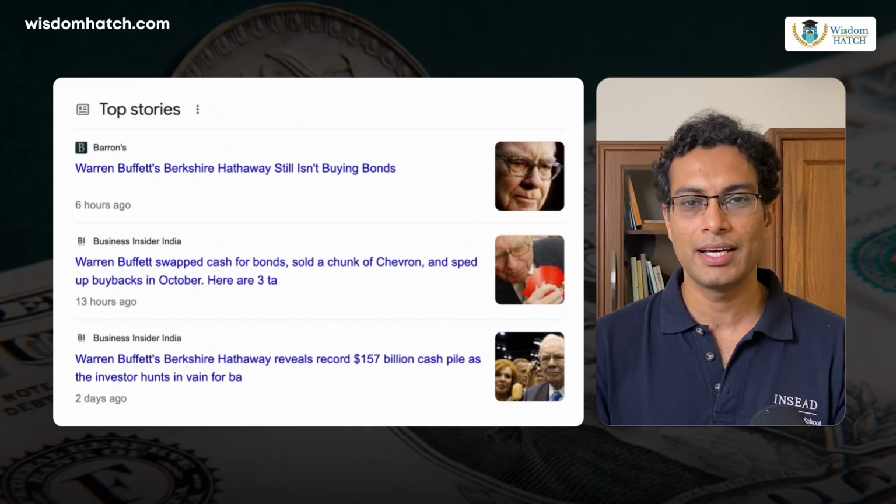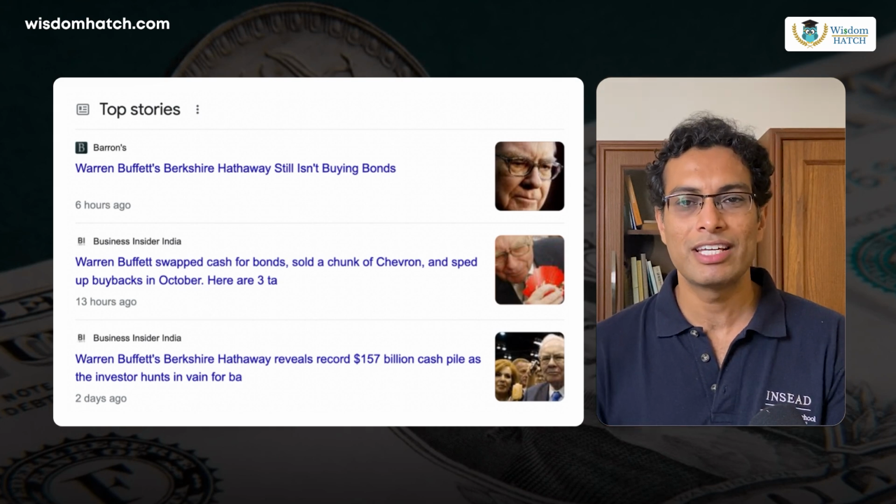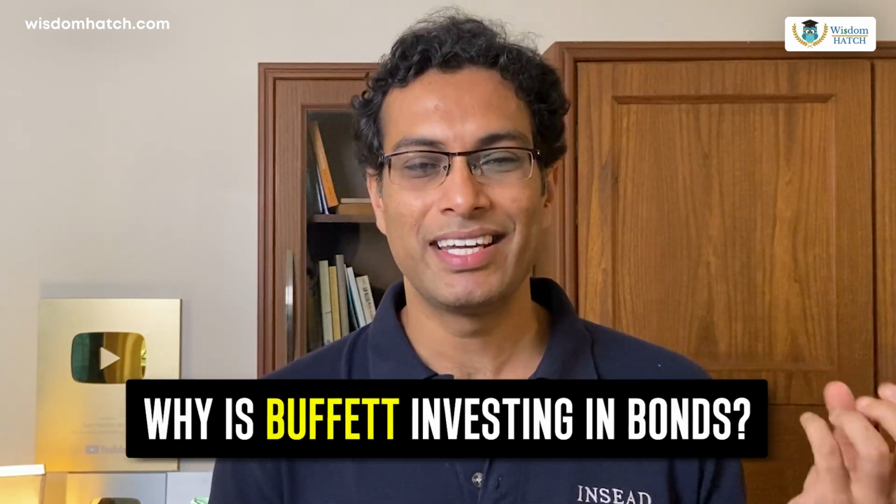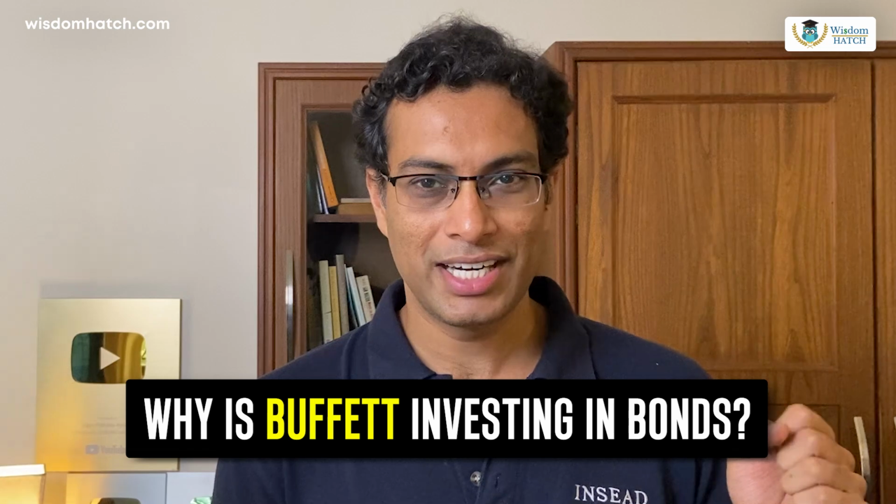Bonds matlab debt khareed lena. For example, when you and I do FD investments or invest in government bonds, that is called bond investing. So a lot of speculation was being made that Mr. Buffett, he's an equity guy. Why would he put so much money in bonds? Is he not seeing enough opportunities, vagera, vagera?